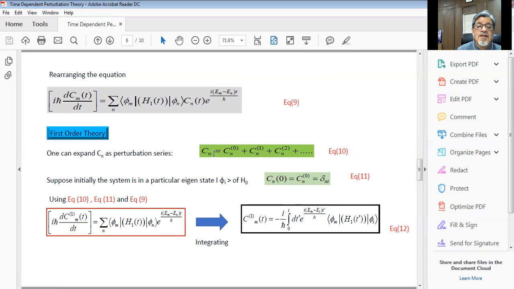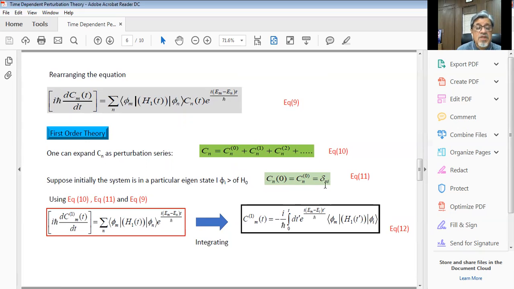Similarly here, it can be expanded into a perturbation series: Cn equal to Cn0 plus Cn1 plus Cn2, which show different orders. Suppose initially the system is in a particular eigenstate phi i, the initial state of H0, that is the time-independent part. So Cn0 can be considered as the zeroth order, and it can be considered delta ni.